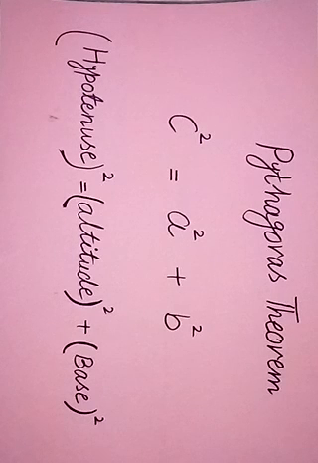Pythagoras, a Greek philosopher and mathematician, discovered the simple but important relationship between the sides of a right angle triangle. He formulated this relationship in the form of a theorem called Pythagoras theorem after his name.